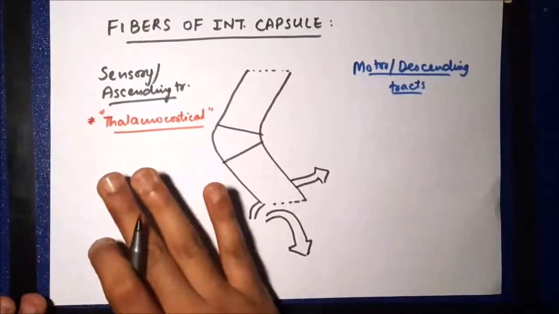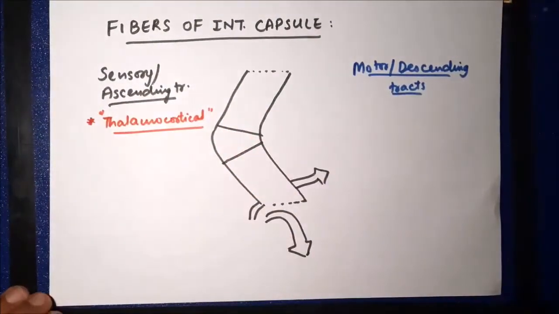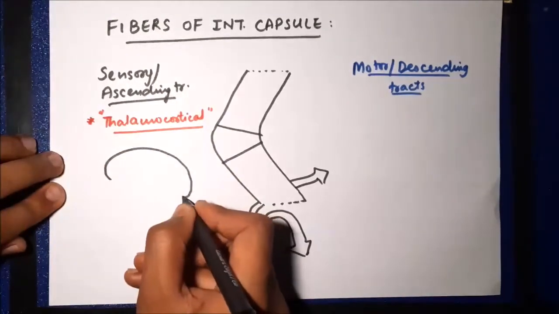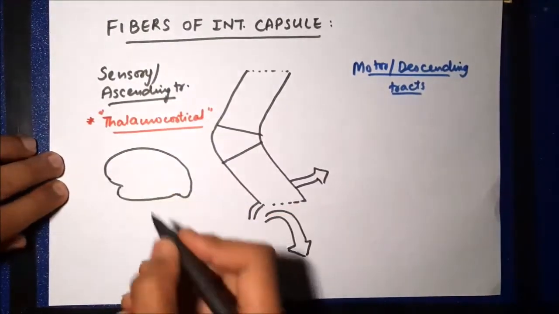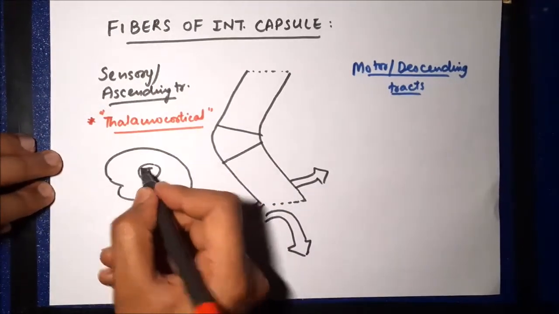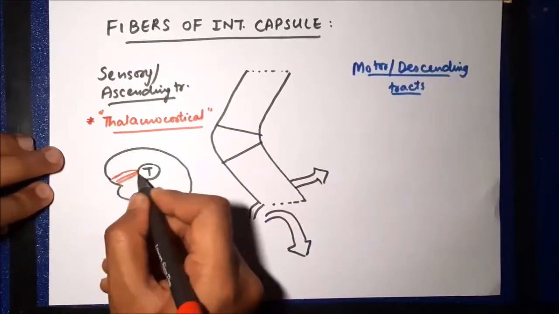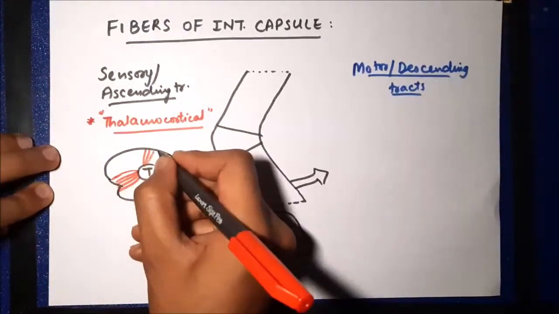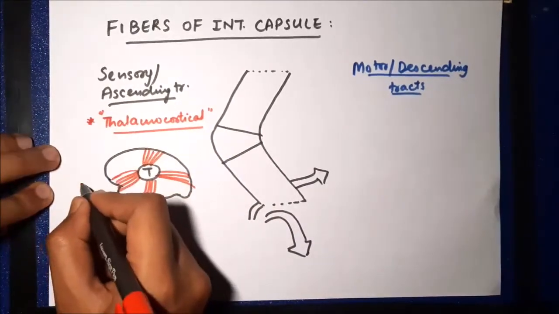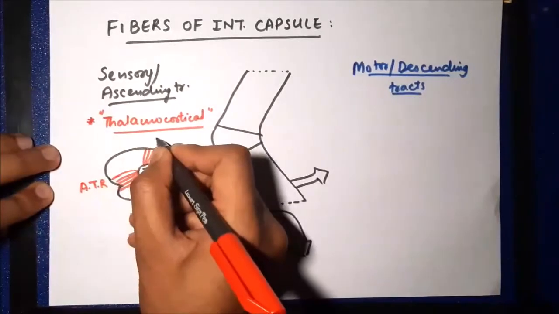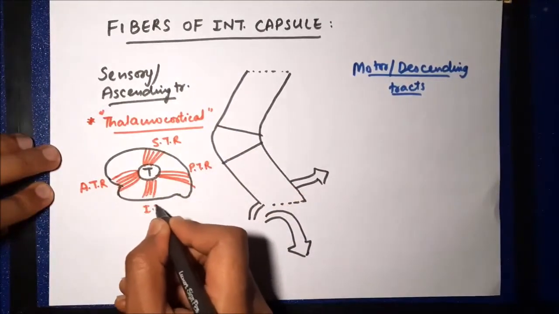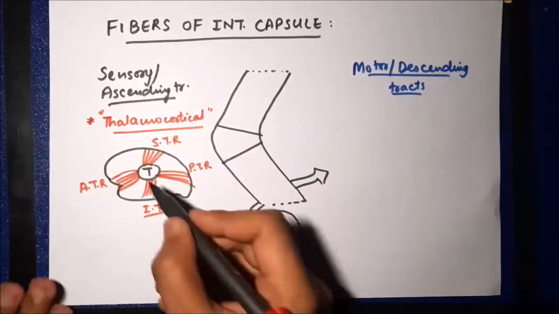Now if we take a look at thalamocortical fibers, for that let us draw a separate diagram here. So this is a rough diagram of the cerebral hemisphere, and this is the location of thalamus. The fibers which emerge from thalamus and go to the cortex, some fibers go to the cortex anteriorly, some fibers go to the cortex superiorly, similarly some fibers go posteriorly and some inferiorly. Now anteriorly, the fibers are known as anterior thalamic radiation. Similarly, we have superior thalamic radiation, posterior thalamic radiation and inferior thalamic radiation.